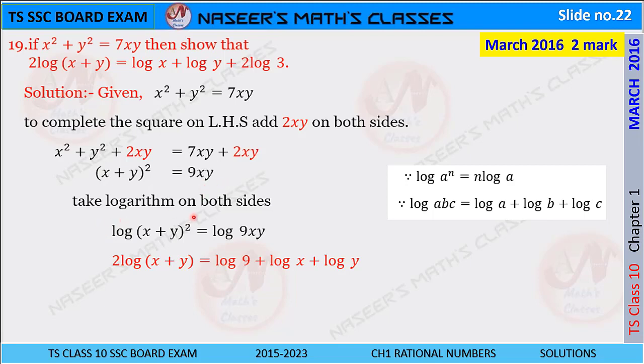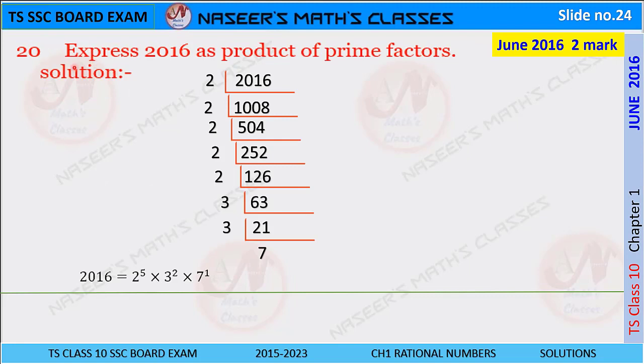Now take logarithm on both sides, then we can write log x plus y whole square is equal to log 9xy. So here log x plus y whole square is in the form of log a power n is equal to n log a. Then we can write it as 2 log x plus y. In RHS, log 9xy is in the form of log a into b into c. Then it is equal to log a plus log b plus log c. Therefore, we can write log 9xy as log 9 plus log x plus log y. Hence proved.